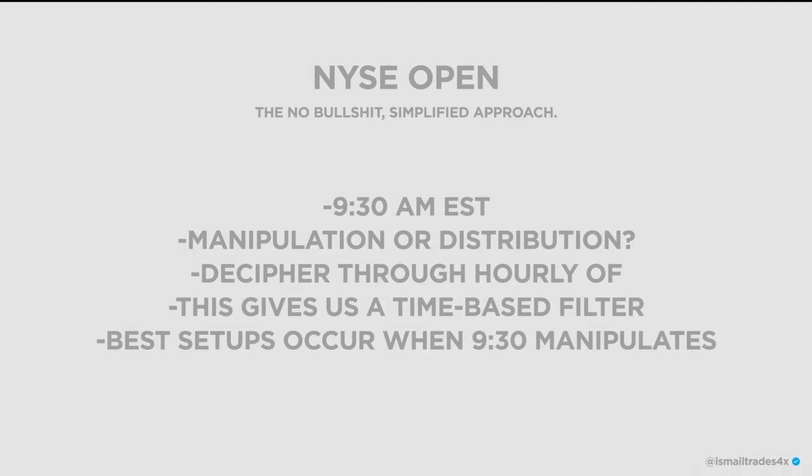Now, the way we are going to understand whether we are expecting a manipulation or a distribution is by understanding the hourly order flow, right? And this is going to give us a time-based filter. Now, me personally, the most high probable trades form when 9:30 manipulates, and that's the only thing I want you guys to be focusing on for this model. We are not going to be focusing on a 9:30 distribution, as I will not be teaching that today.